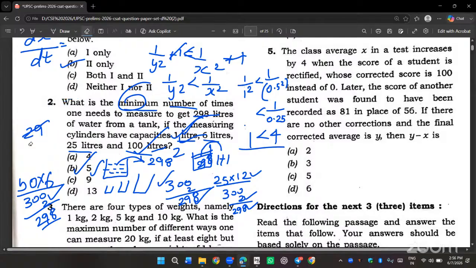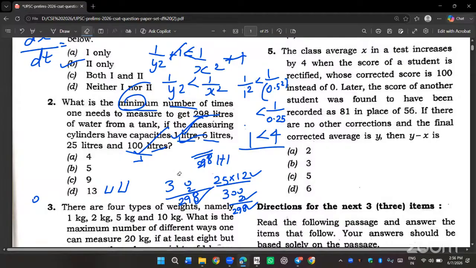In the exam, you need not do other things. You can find the answer directly. But for comparison only, I have done this. So you need not worry about it. Okay.